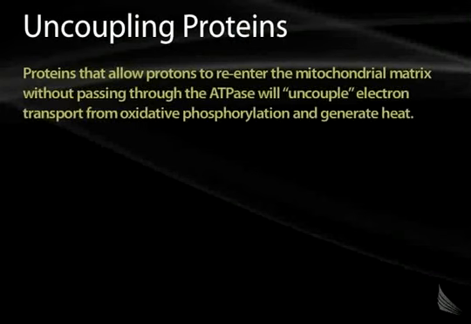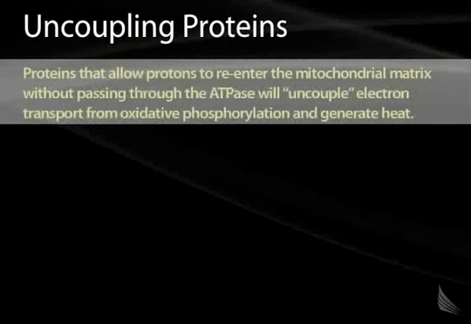There are also in the inner mitochondrial membrane some proteins that allow protons to enter the mitochondrial matrix without passing through ATP synthase. What this does is it uncouples the electron transport from oxidative phosphorylation, and rather than using the energy to produce ATP, that energy is used to generate heat.